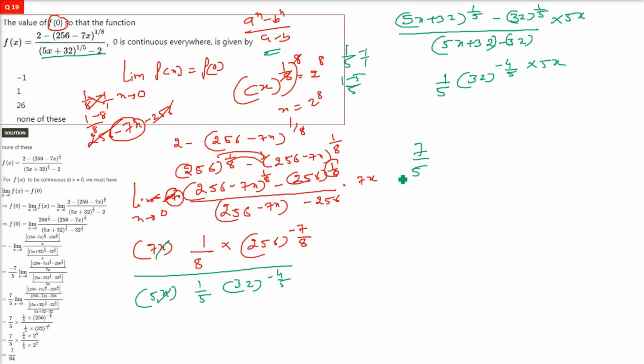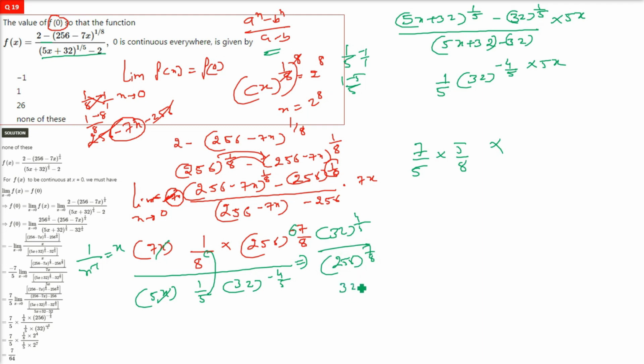Now 1 by 8, 1 by 5 is essentially equal to 5 by 8. 1 by 8 by 1 by 5 is 5 by 8. Now this minus, I am just taking the above in the denominator, the below in the numerator, because x raised minus 1 is 1 by x. You can say 1 by x raised minus 1 is x. So this becomes 32 raised to the power 4 by 5, and in the denominator I am bringing 256 raised to the power 7 by 8.